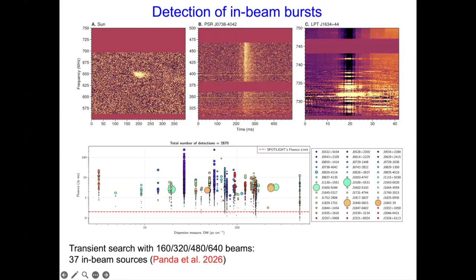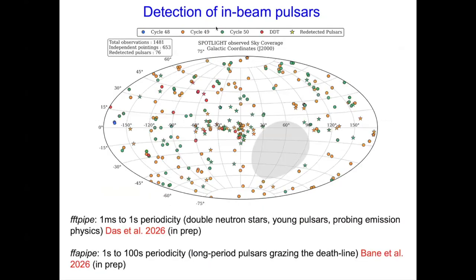And since this is a byproduct of the same pipeline, you also see in-beam periodic sources. You can see the sky here; these are all the GMRT data which have been seen over the last few cycles, color coded by different cycles. And you can see all the pulsars being redetected by this pipeline, which is the FFT pipeline and the FFA pipeline, which we can talk about in detail later.